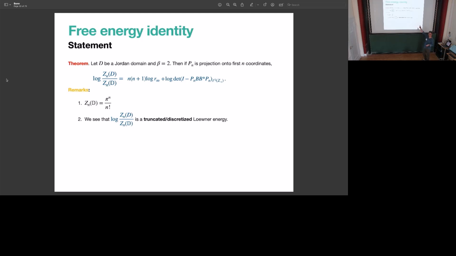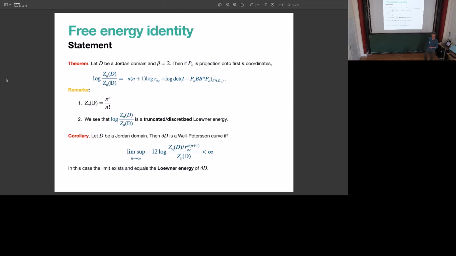This makes sense for any Jordan domain, but if the curve is Weil-Peterson, then it would be trace class. Oh. Yes. No, this makes sense, but you make a truncation here. So this is true for any Jordan domain. But then if you want to take a limit like this, then you have to have a Weil-Peterson curve. Yeah, that's a good way.